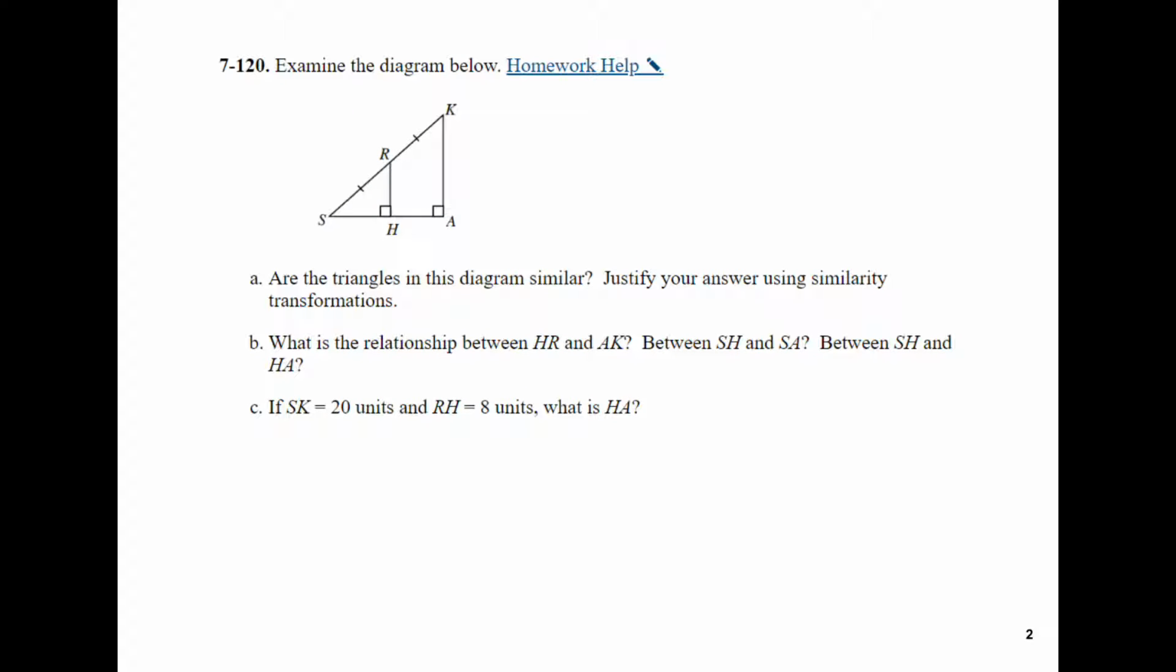Problem 7-120 says, examine the diagram below. Question A says, are the triangles in the diagram similar? Justify your answer using similarity transformations. So looking at our triangle, we know that line segment SR is congruent to line segment RK. We also know that angle SHR is congruent to angle SAK because they are both right angles.